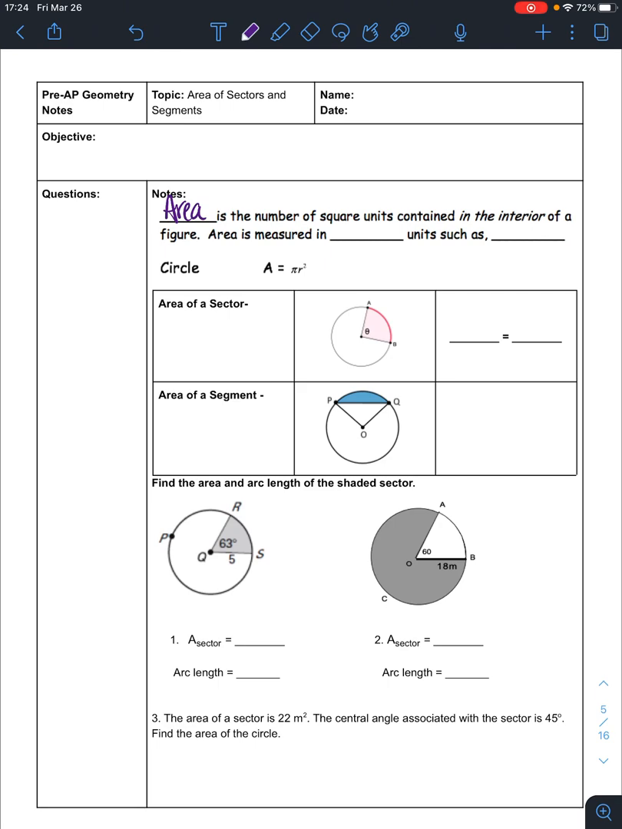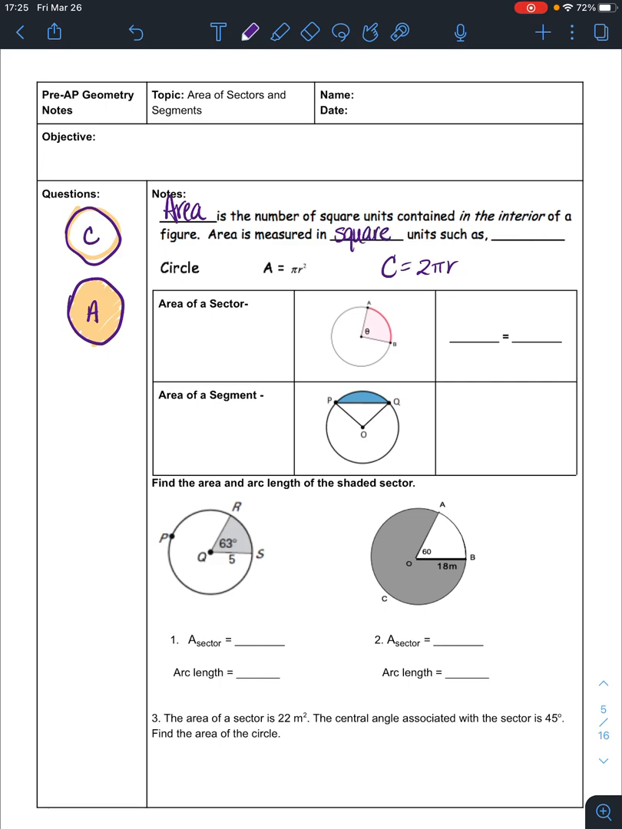So first, let's talk about area. Area is the number of square units that are contained within the interior of a figure. So where circumference is the distance around a figure, area is the space inside. Okay, so this is circumference and this is area. The equation for the area of a circle is pi r squared. Don't get confused, because circumference is 2 pi r. There's a 2, there's a pi, there's an r, but 2 times r is very different than r squared. So be sure you keep straight which one goes with which.